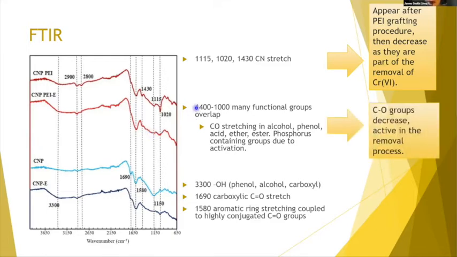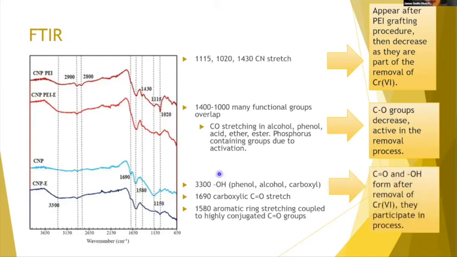Then for 1400 and 1000, which is around this region here, there are many different functional groups that overlapped, but the most important for us were the CO stretching and phenols. So the CO groups decrease between the initial and exhausted for both, which shows us that they are active in the removal process. And then 3300, 1690, and 1580, they're marked around here, correspond to OH and C double bond O's, and they form after the removal of chromium-6, and they participate in the process.